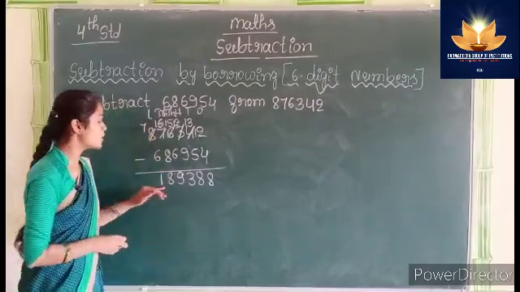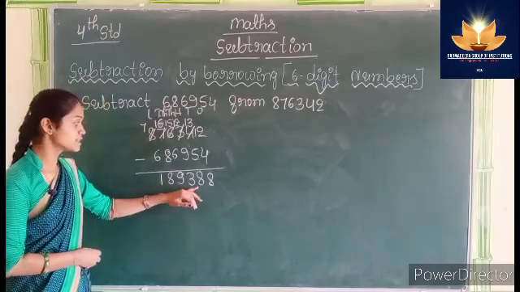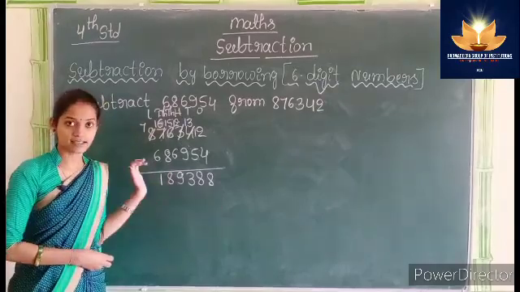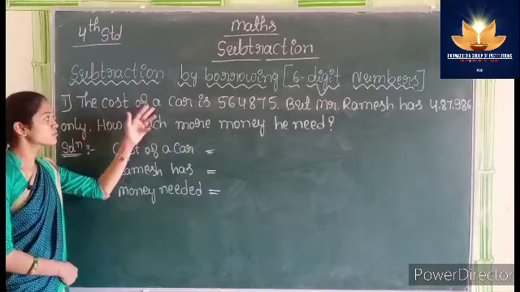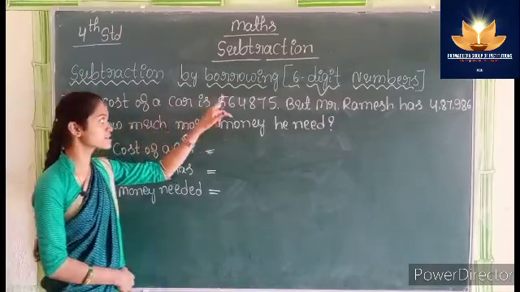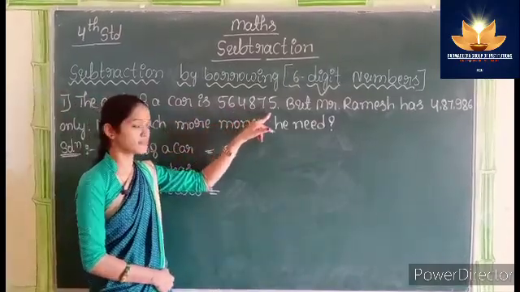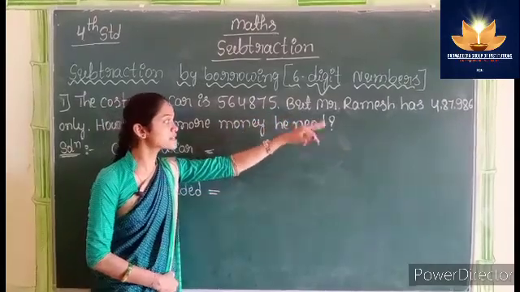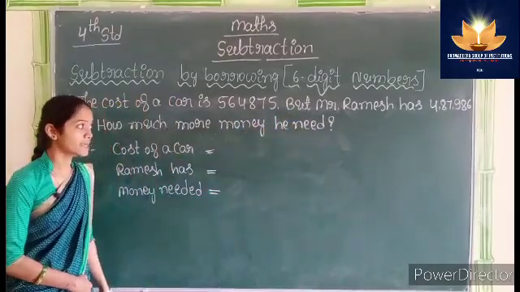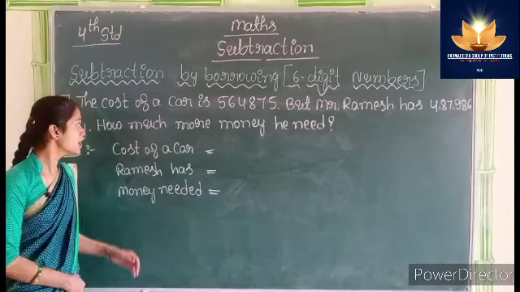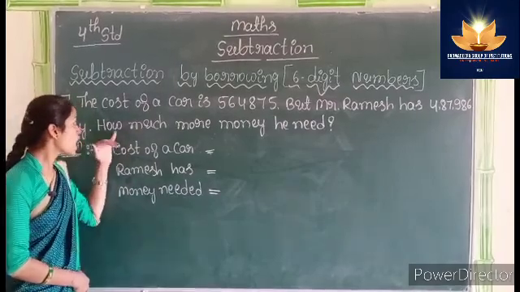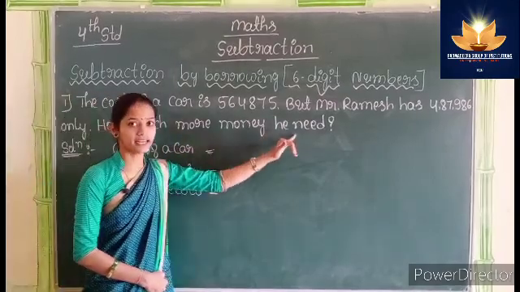Here we get 1,89,388 as a difference. The cost of a car is 5,64,875 rupees. But Mr. Ramesh has 4,87,986 rupees only. How much more money he need?